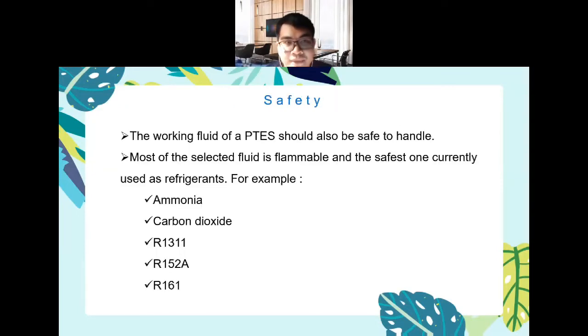And for safety, the working fluid of the PTES should also be safe to handle, because mostly the fluids are vulnerable, and we must choose fluids that are safe to handle for the PTES. Most of the selected fluids are flammable, and the safest ones are currently used as refrigerants, for example ammonia, carbon dioxide, R1311, R152A, R161. That's all for me.